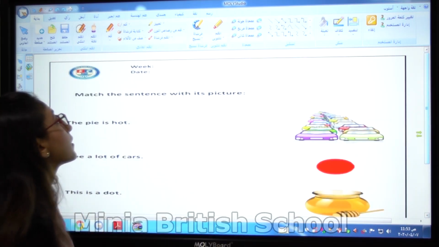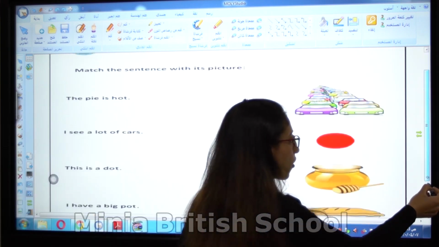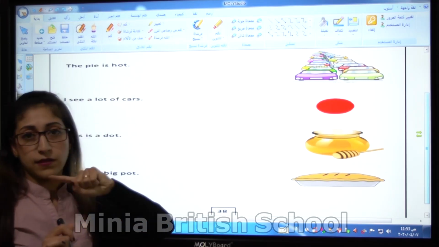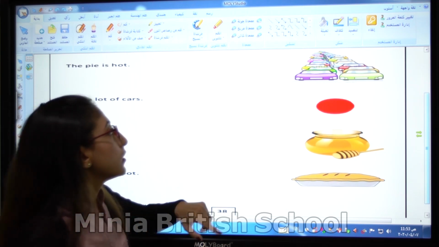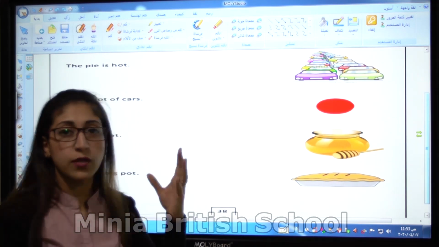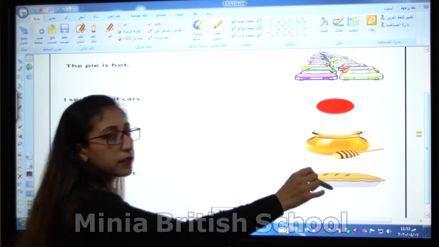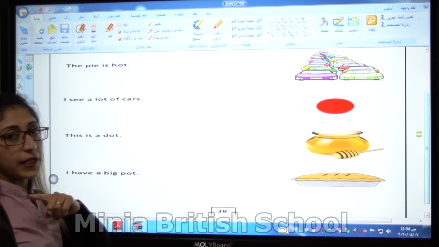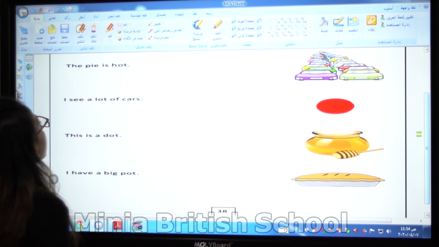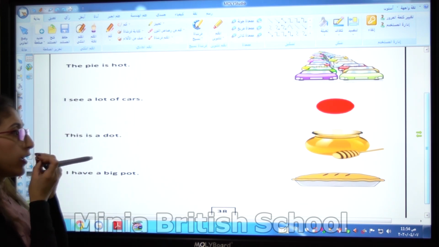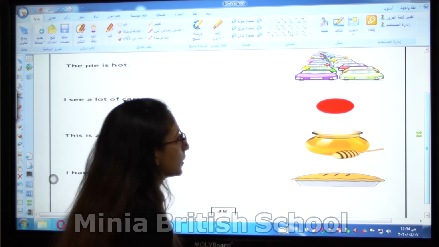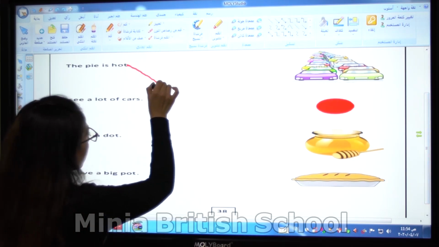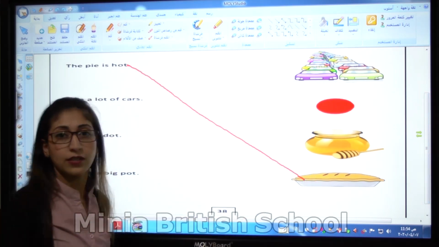Match the sentence with its picture. What does it mean? Match the sentence. Yes. Firstly, I will read the sentence. After that, I will look at this picture and choose from this picture and make a line between the sentence and the picture. Okay. Please read with me. The pie is hot. The pie is hot. Where is the pie here? Yes, it's here. Excellent. Make a line between the sentence and the picture. Okay?